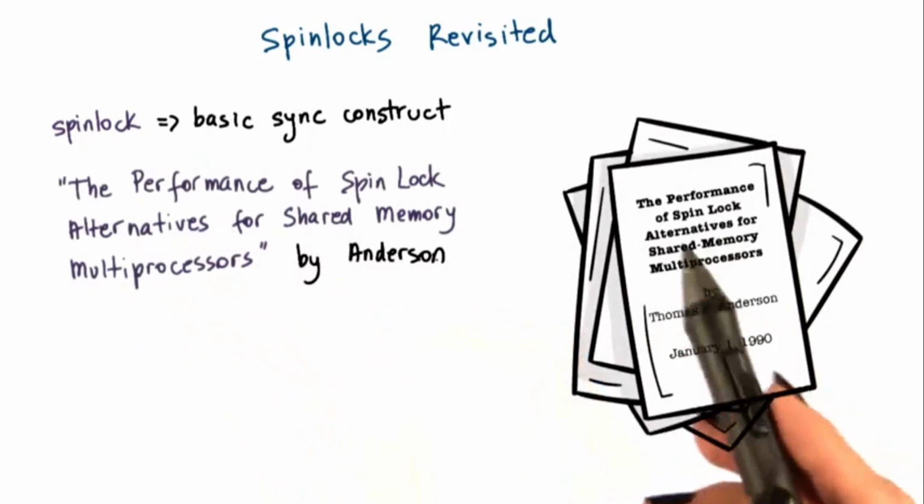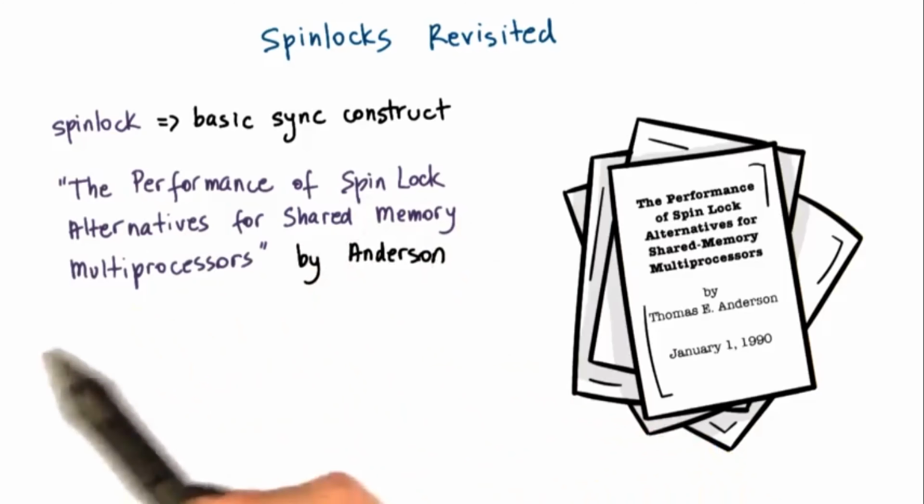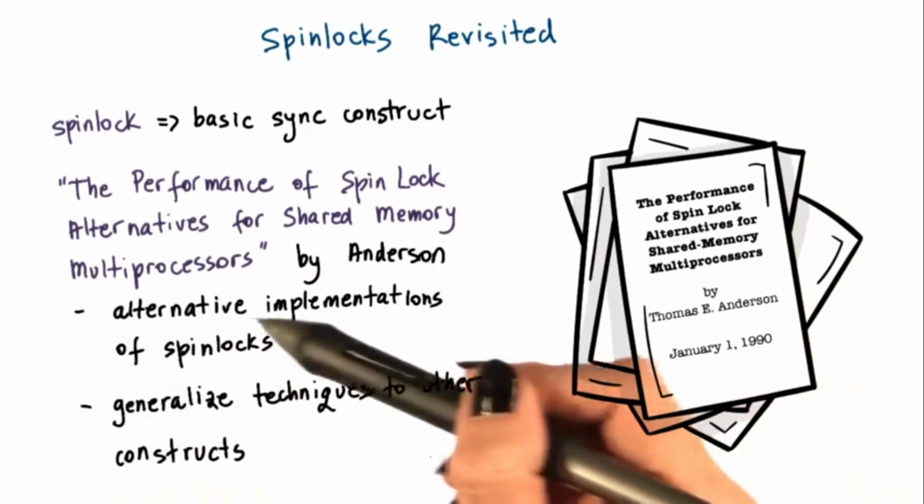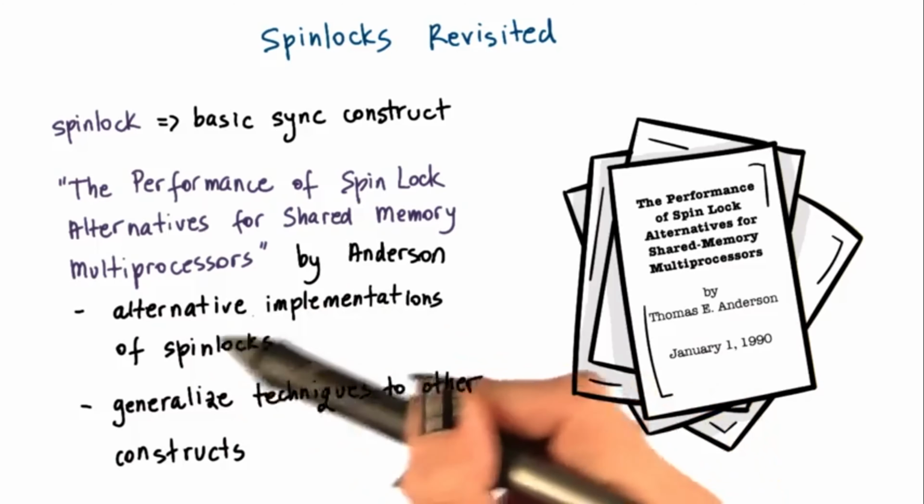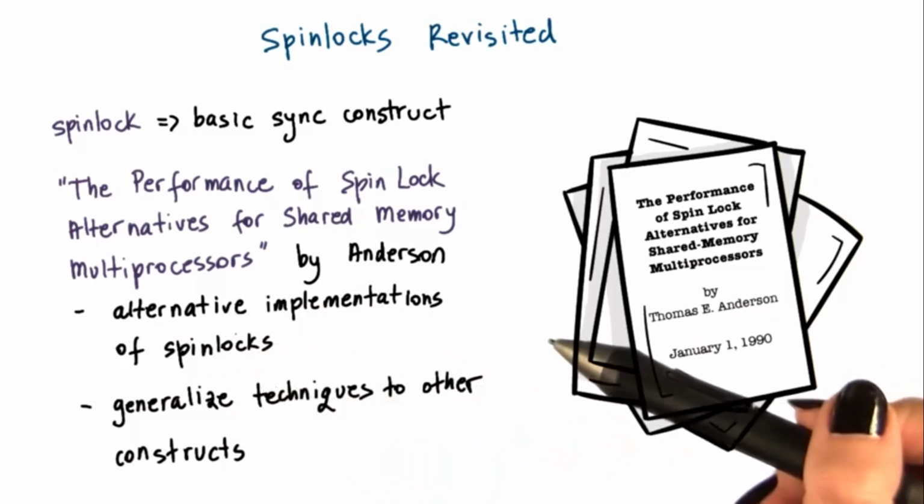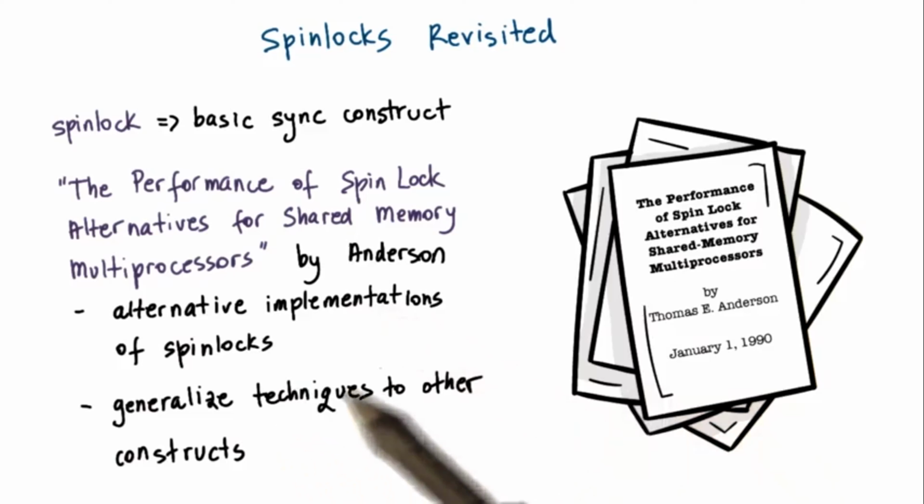To do this, we will follow the paper, The Performance of Spinlock Alternatives on Shared Memory Multiprocessors by Tom Anderson. The paper discusses different implementations of spinlocks, and this is relevant also for other synchronization constructs that use spinlocks internally. Also, some of the techniques that are described in this paper that concern the use of atomic instructions generalize to other constructs and other situations.